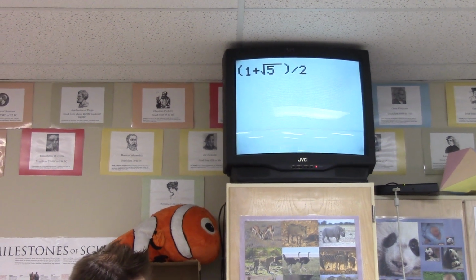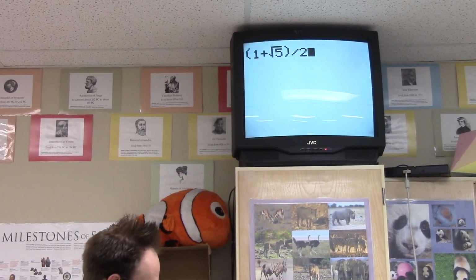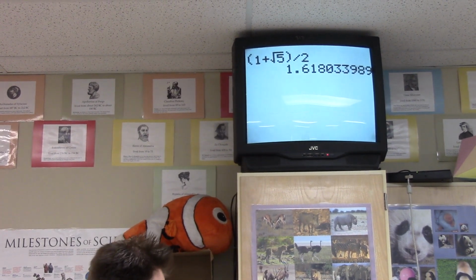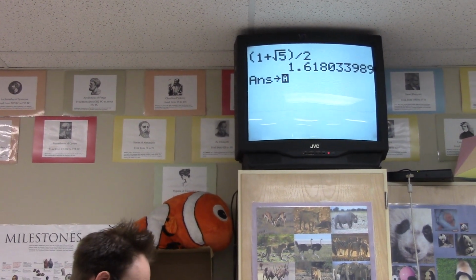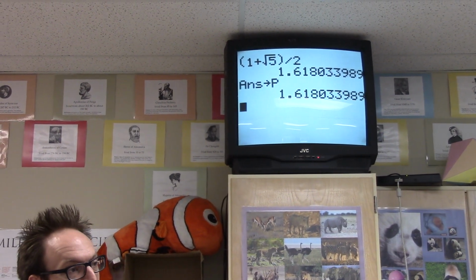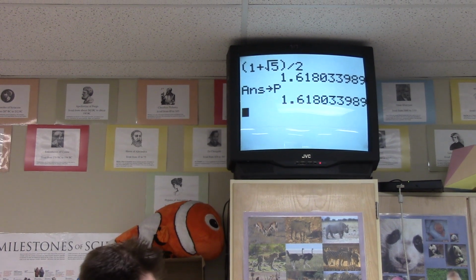Is there no phi symbol? I'm about to make one if there's not one already. Boom, there it is. Okay, good. Let's store that as P for phi. Okay, so anyway, there it is, right? Well, if I square this.